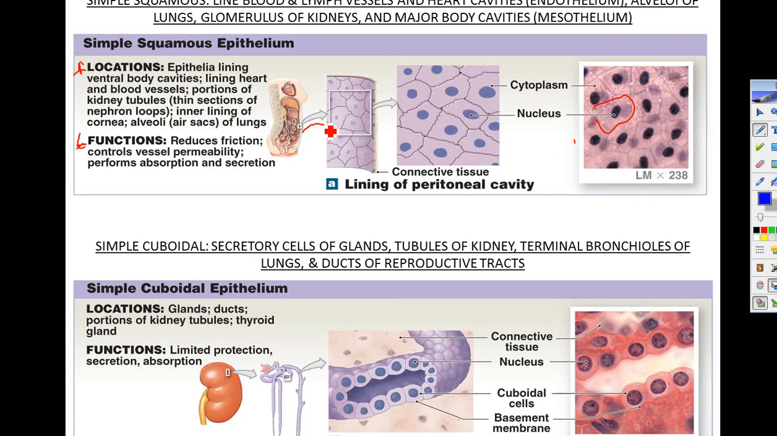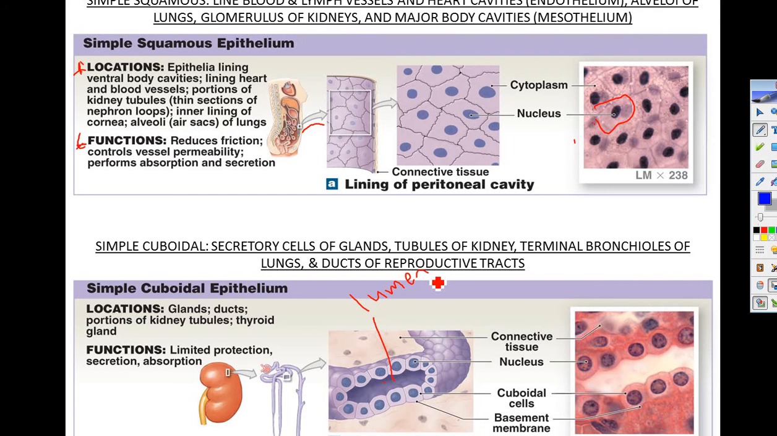All right, simple cuboidal. Hey, what is this open space called? Huh? Lumen. And I tell you, people, you always have stuff in anatomy where there's a whole slew of stuff you have to know. There's that one you remember, and people get all excited when they say epithelia, stratified, squamous, lumen.